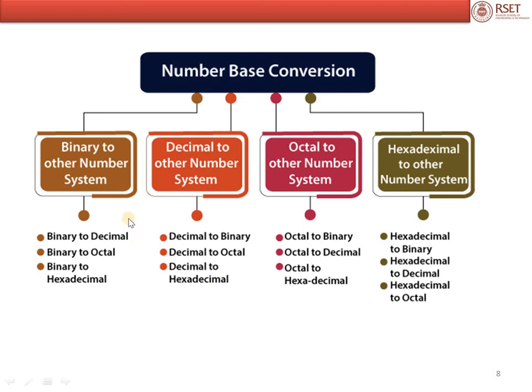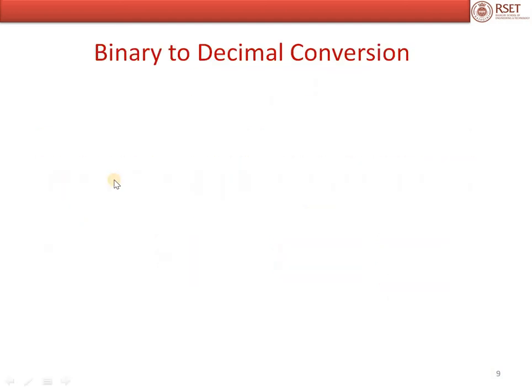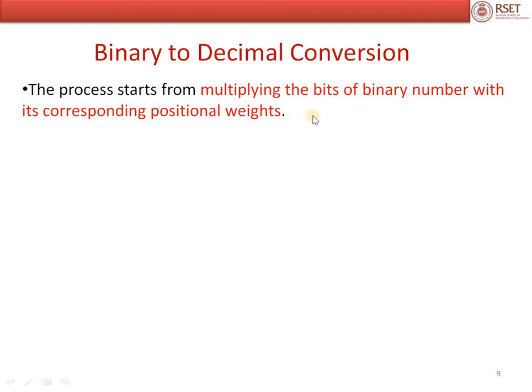Let us start with the conversion from binary to other number systems. The first one is binary number system to decimal number system conversion. The process starts by multiplying the bits of the binary number with their corresponding positional weights, which will give a decimal number. For example, this is a binary number. It includes an integer part as well as a fractional part. So it can be represented in decimal by multiplying by its positional weights.